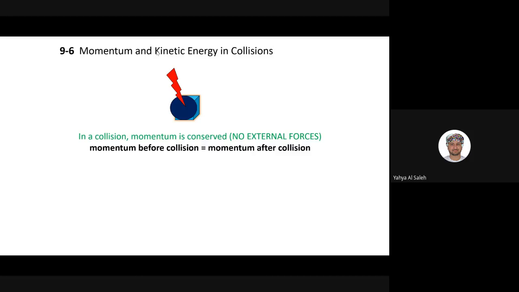When we have a collision in which no external forces to the system act, we define the system in this example to be, for example, the two balls. Momentum is conserved. Momentum before the collision is equal to momentum after the collision, which is what we have already explained in the previous lecture.